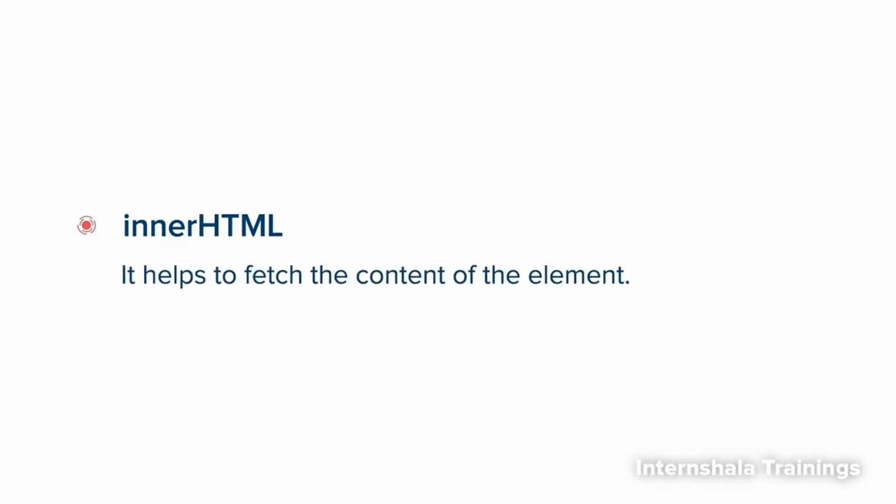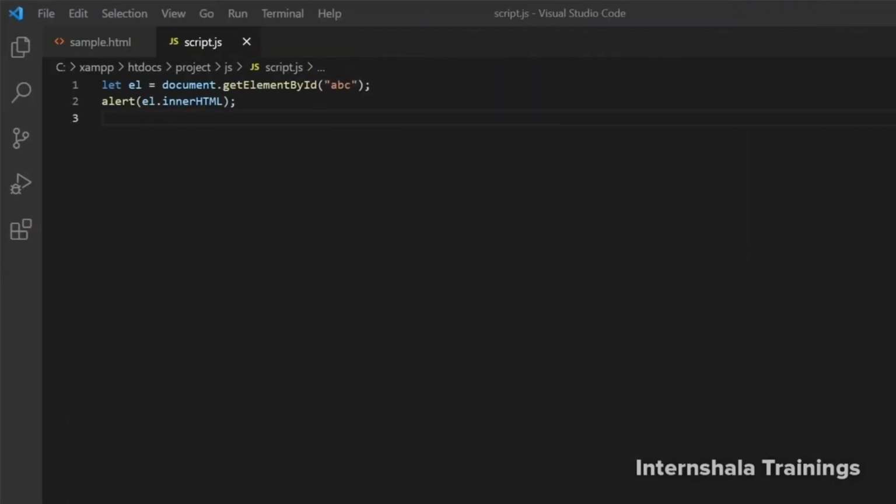The first is innerHTML property. It helps to fetch the content of the element. Let us understand how it works. Say, we have this code where we have initialized the EL node object that represents the paragraph with the ID equals to ABC. So right below it, we add this line of code to use this property. So, innerHTML property fetches the content of the element.